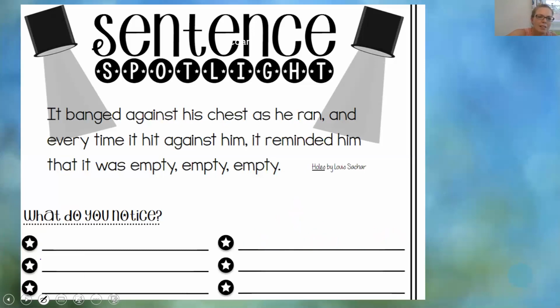Okay, now let's look at our parts of speech. Again, it's so much more fun when you guys are here to tell me rather than me just telling you, but please add this to your page. If we're talking about verbs, the action words, where are the verbs in this? Verb being it banged, right? So that would be a verb. Ran, that's an action word, that's a verb. Reminded, that's something happening. What happened? He was reminded. That's a verb.